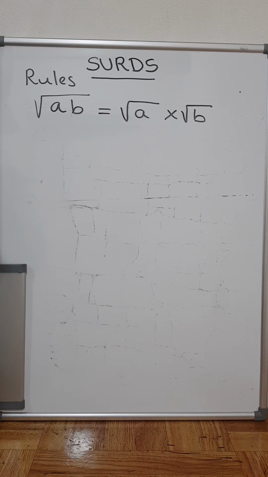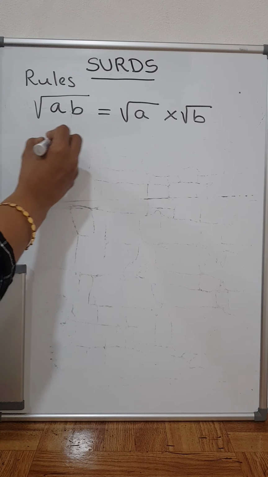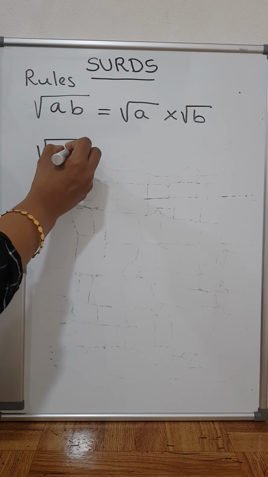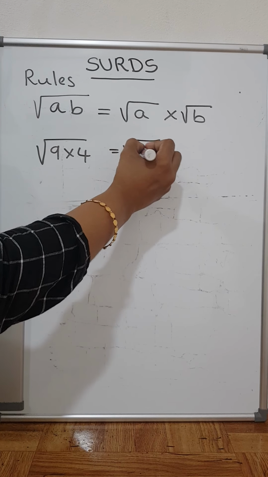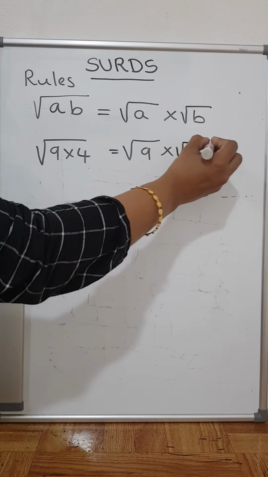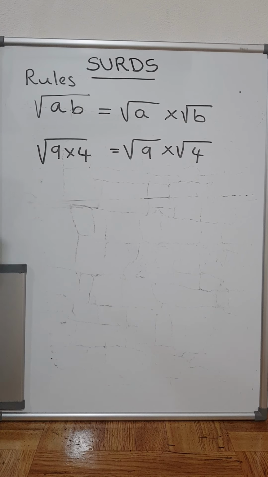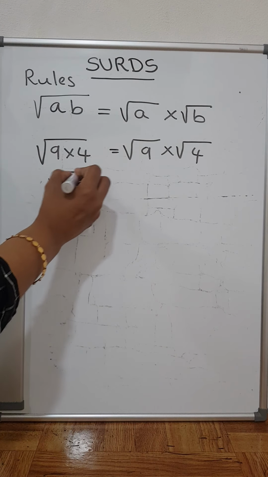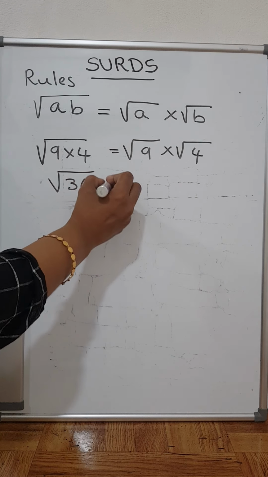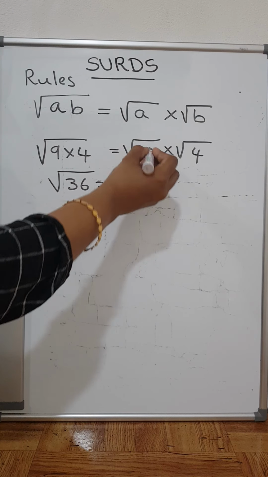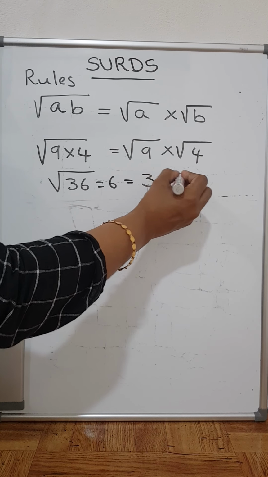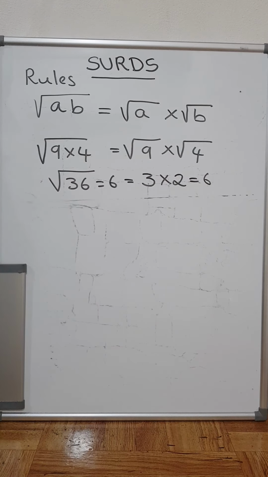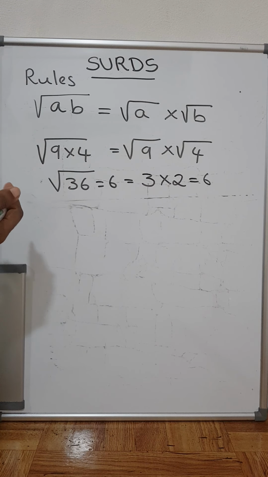Let's see an example. Square root of 9 times 4. According to this rule, it must be square root of 9 times square root of 4. You see, this is square root of 36, which is equal to 6. Now you see, square root of 9 is 3 and square root of 4 is 2, again 6. You can check with other numbers and make sure.